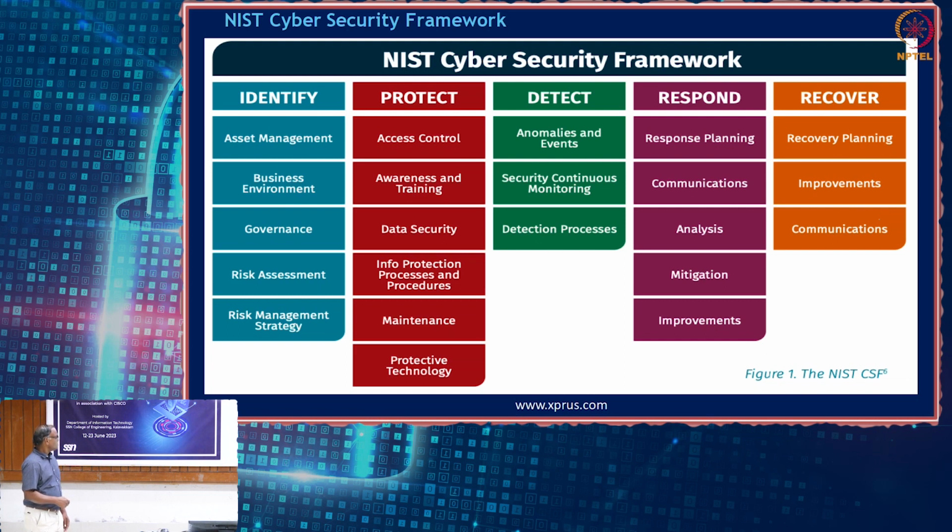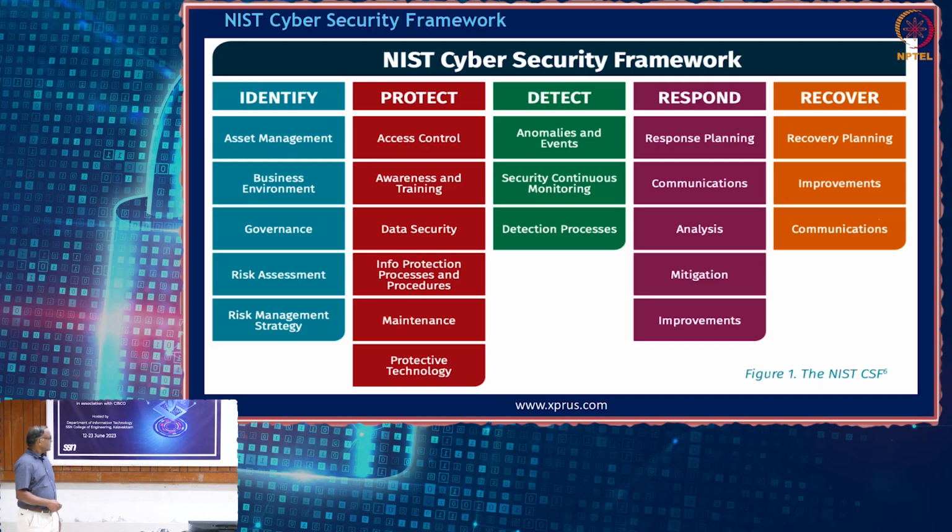The second one is, how do I protect? Okay, I have my systems. I have understood the risks of all these things. How should I have my access control in place? How do I control awareness and training? How often do I provide these things? What are the data security requirements? How do I protect my systems? Information policies, procedures, and technologies that I use.